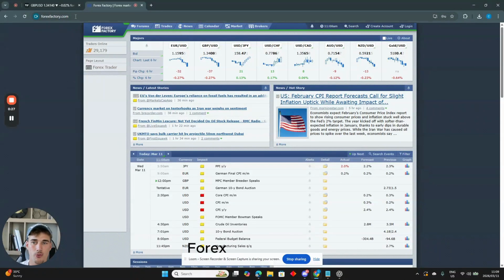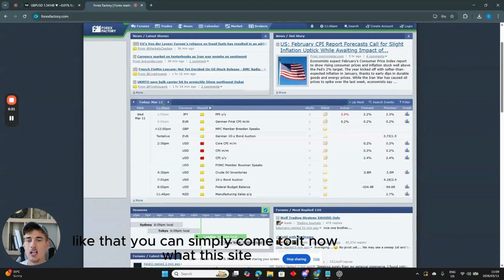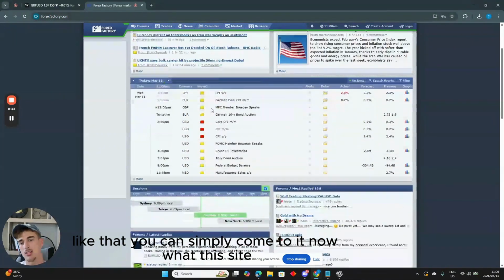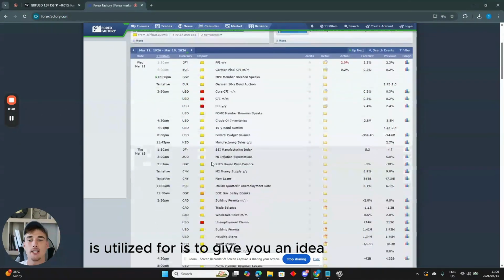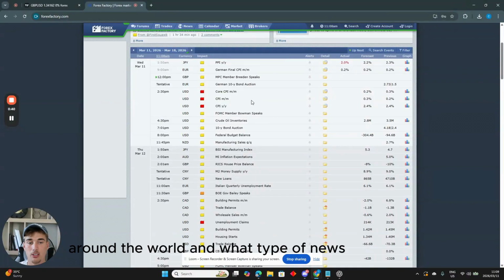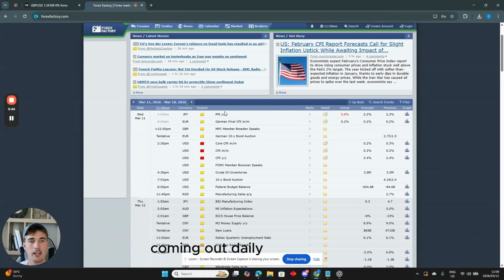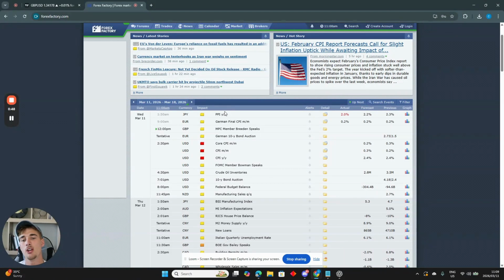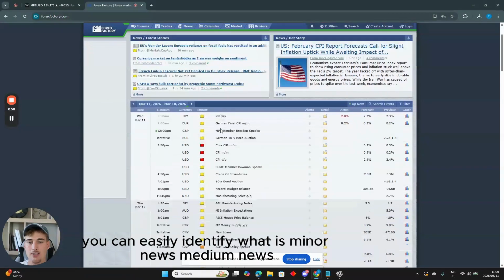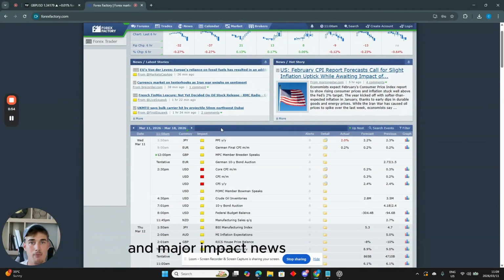So it's a free tool that you can utilize. It is called forexfactory.com. So you're going to search it up. You don't have to sign up or anything like that. You can simply come to it. Now, what this site is utilized for is to give you an idea of what is going on around the world and what type of news is going to be coming out. Because there's always news coming out daily, but it's the main scheduled impact news, right? So you can easily identify what is minor news, medium news, and major impact news, right?